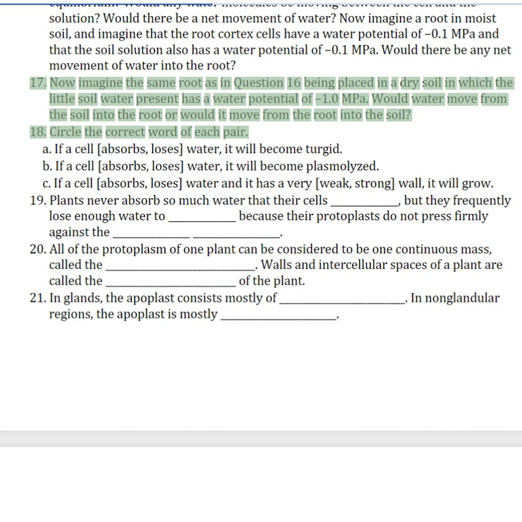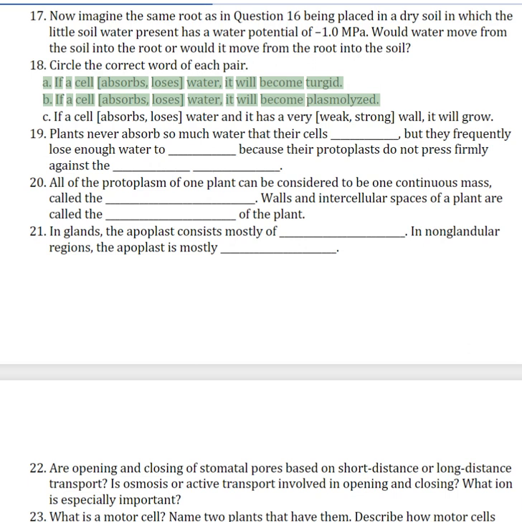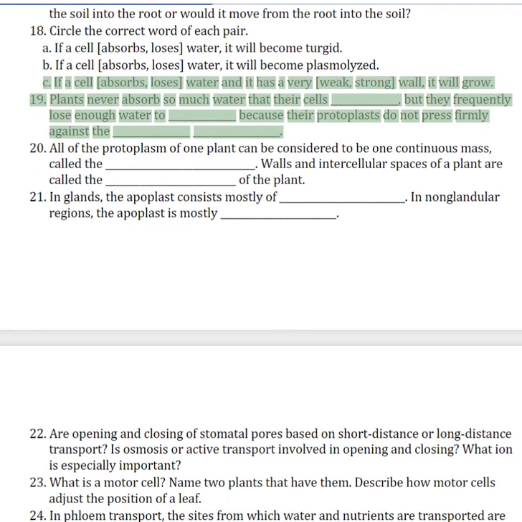18. Circle the correct word of each pair. A. If a cell [gains/loses] water, it will become turgid. B. If a cell [gains/loses] water, it will become plasmolysed. C. If a cell [gains/loses] water and it has a very [weak/strong] wall, it will grow. 19. Plants never absorb so much water that their cells [burst], but they frequently lose enough water because their protoplasts do not press firmly against the [wall].